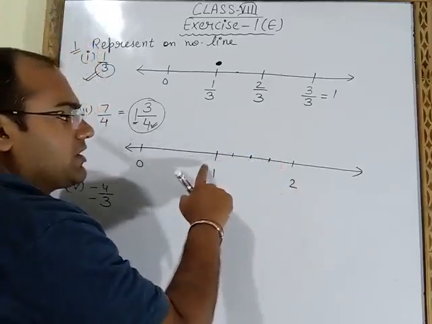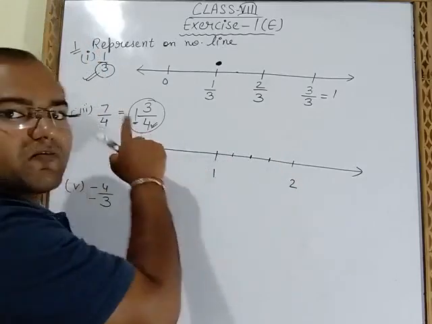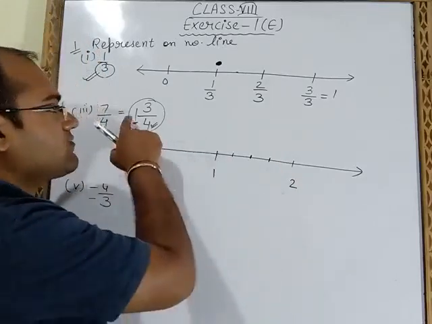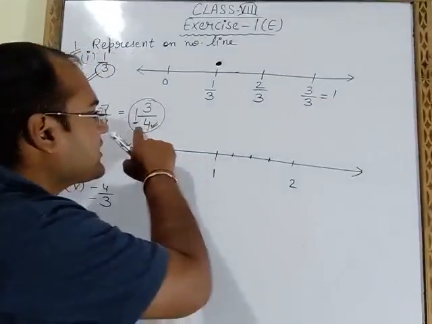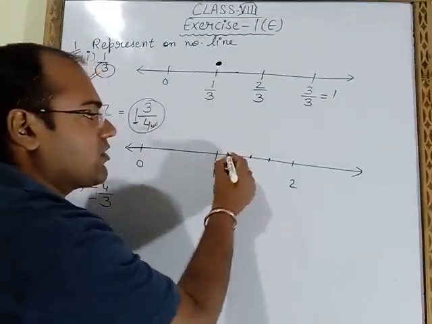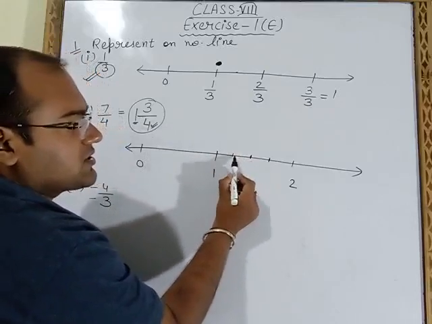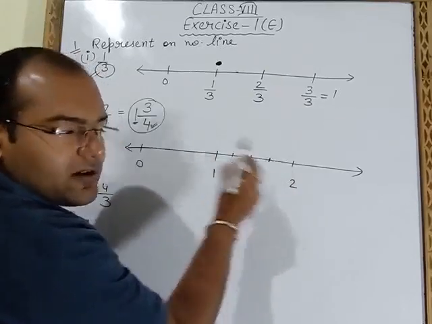So between 1 and 2 this number will come. Why will this number come between 1 and 2? Because this is 1 whole. 1 whole is coming, that's why we have to draw between 1 and 2. In the denominator 4 is there, that's why we have to make 4 divisions. This is first, this is second, third, and fourth.